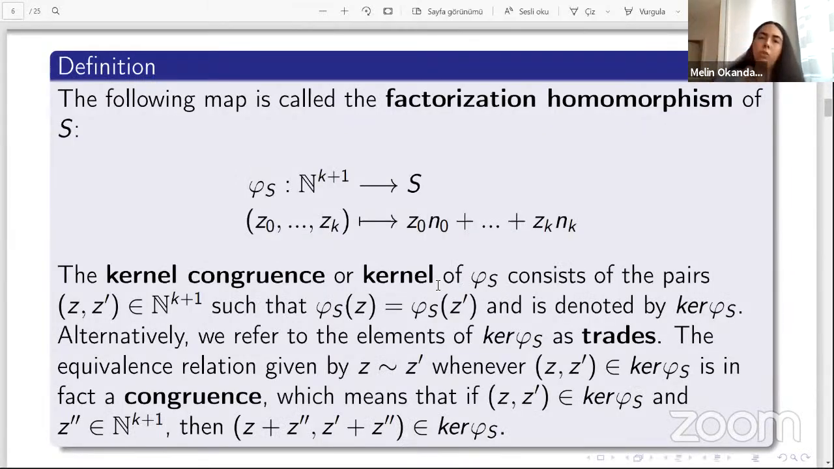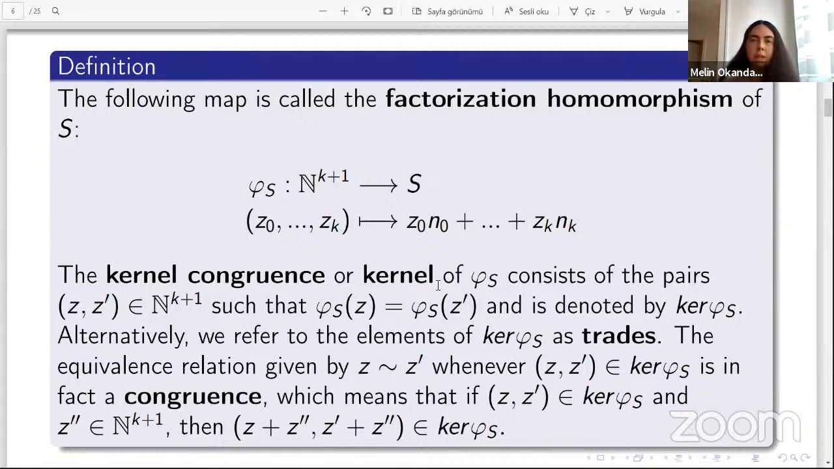Well, now we are ready to define what the factorization homomorphism is. The above described procedure is actually giving us a factorization homomorphism. This factorization gamma S takes k plus 1 tuples and sends them to elements of the numerical semigroup. As I said before, each coordinate of this k plus 1 tuple will be a coefficient of the generator. Well, what is the kernel congruence? The kernel of gamma S will be the pairs of k plus 1 tuples such that gamma S of z equals gamma S of z prime.